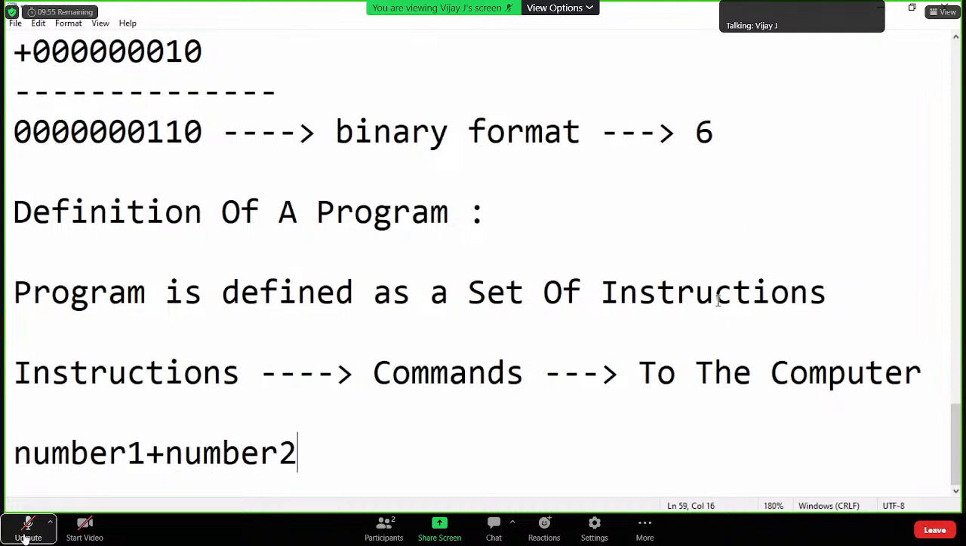Okay. What is that? We have taken number 1 plus number 2. What is this, number 1 plus number 2? It is something like an instruction. It's an instruction.